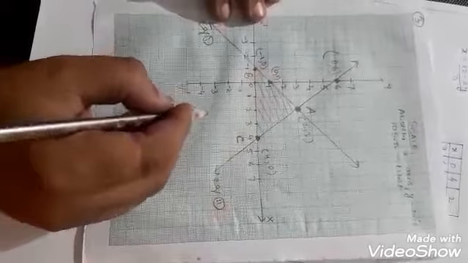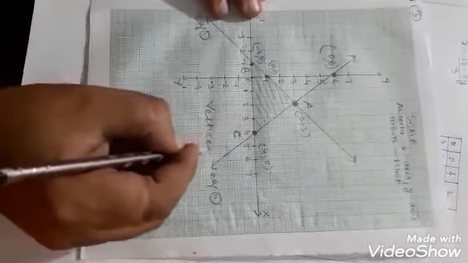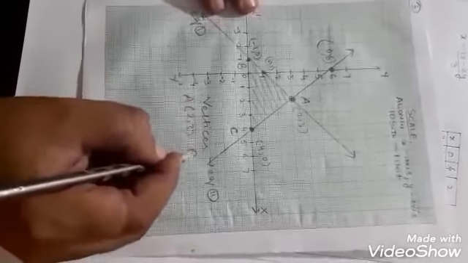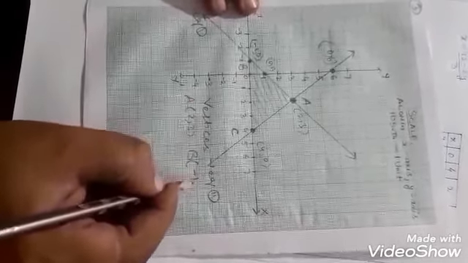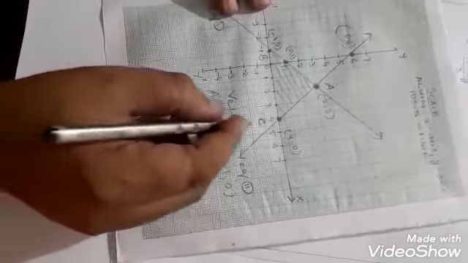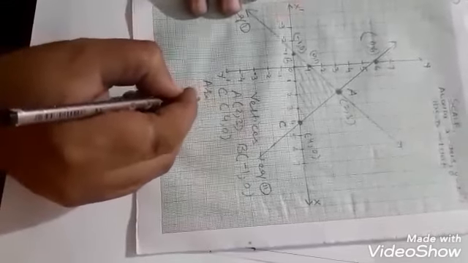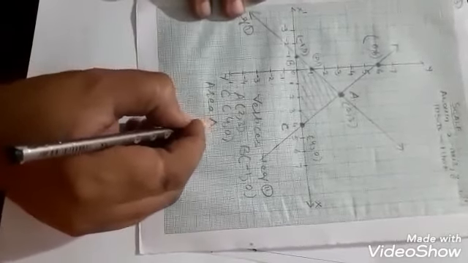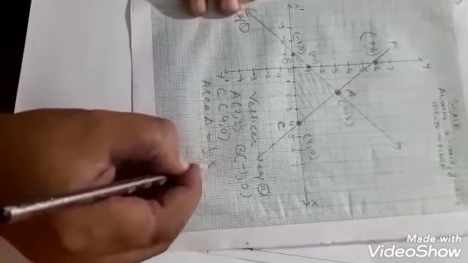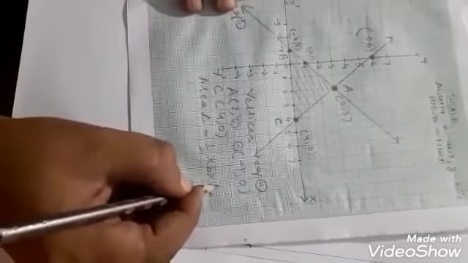So, vertices can be written as A as (2, 3), B as (-1, 0) and C as (4, 0). Now, area of triangle, because the figure is a triangle, is half base into height. So, we have to count the number of divisions, half base into height.